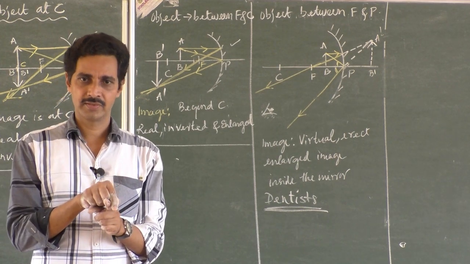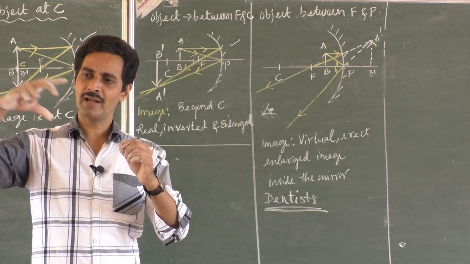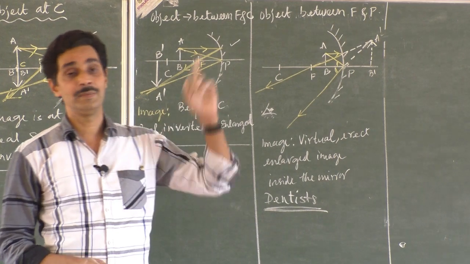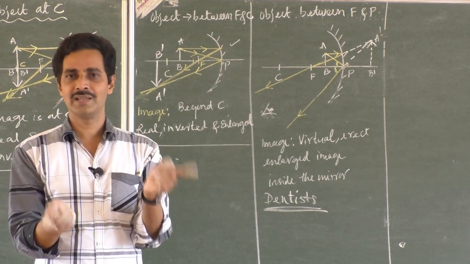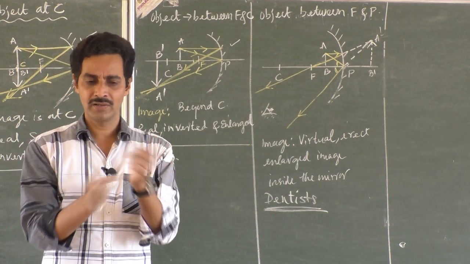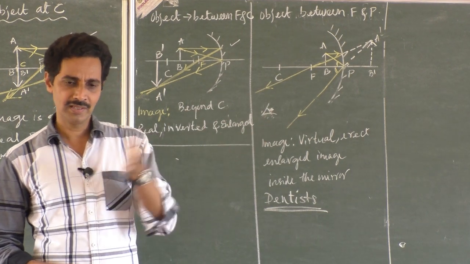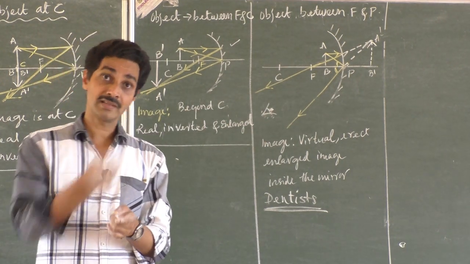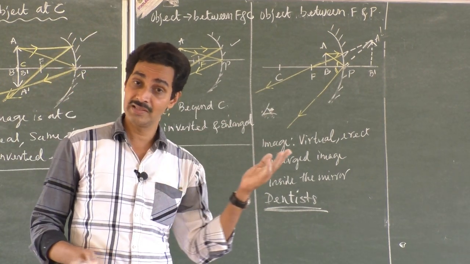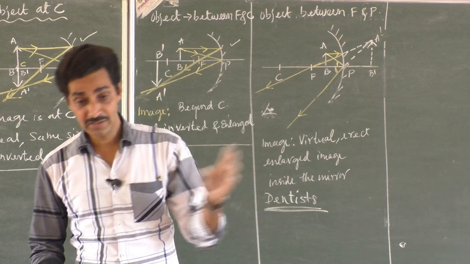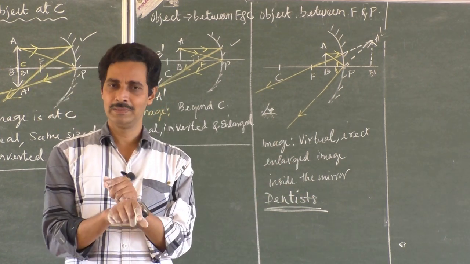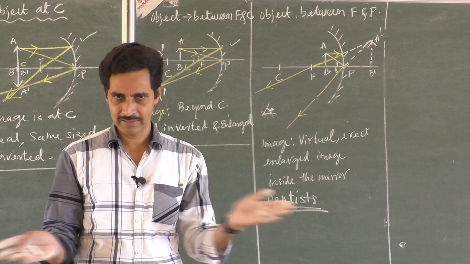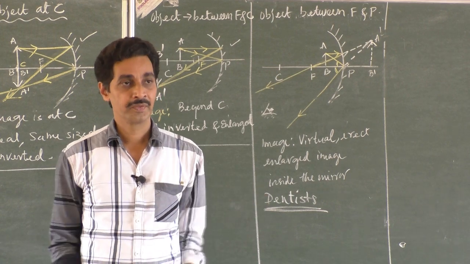Object at focus. From the focus, rays after reflection should become parallel. Image at infinity. So these two are cases which are one contrary to the other. Object at infinity, image at focus. Object at focus, image at infinity. At infinity, it is an enlarged image. If the image is formed at focus, it is highly diminished. Okay, one contrary case is over.